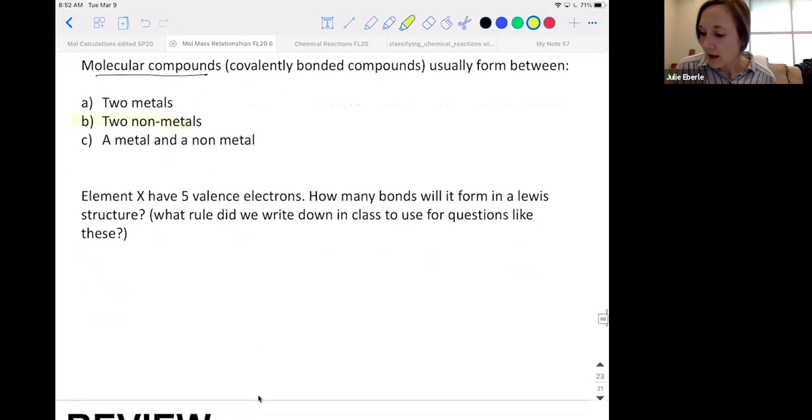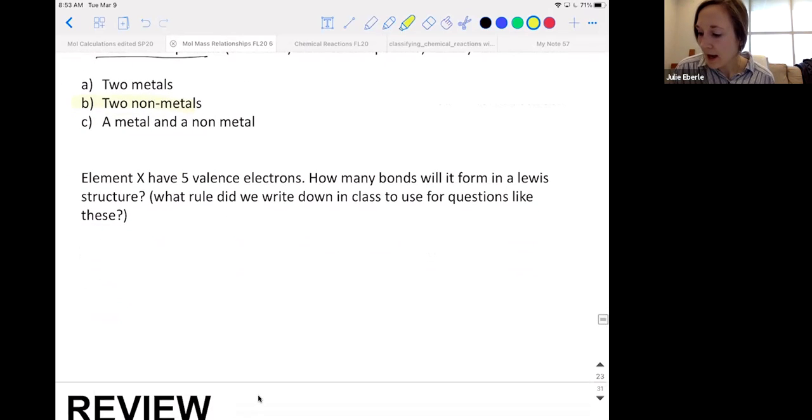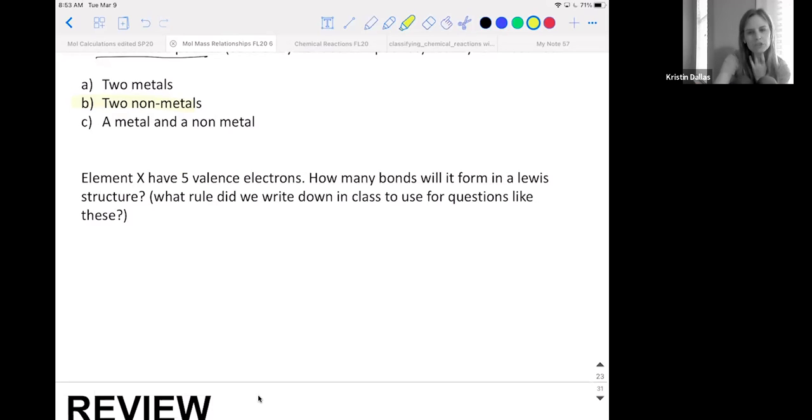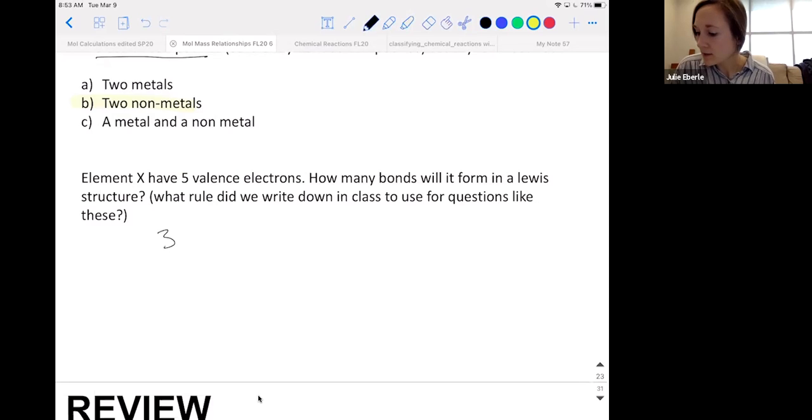So remember that. Here's a question. Element X has 5 valence electrons. How many bonds will it form in a Lewis structure? What rule did we write down in class to use for questions like this? If something has 5 valence, nitrogen. Nitrogen's an element with 5 valence electrons. How many bonds would it form? 3. Yep, that's correct. So it will form 3 bonds.